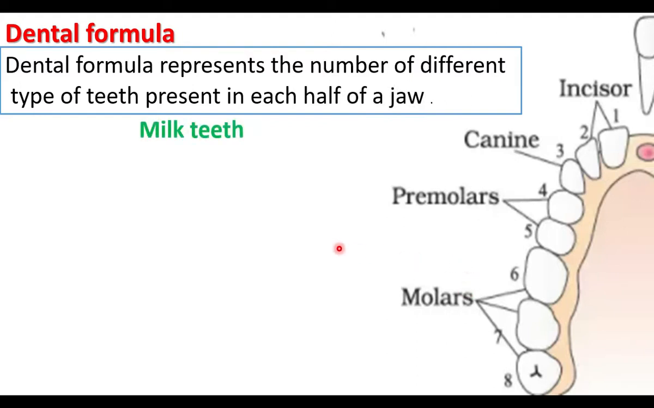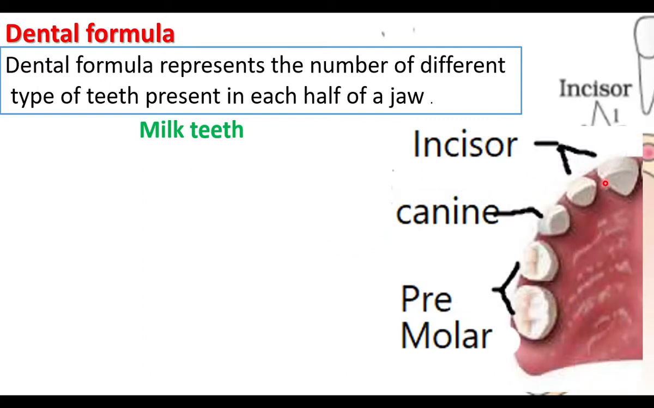When we see the dental formula of milk teeth, in one half of a jaw there are 2 incisors, 1 canine and 2 premolars.